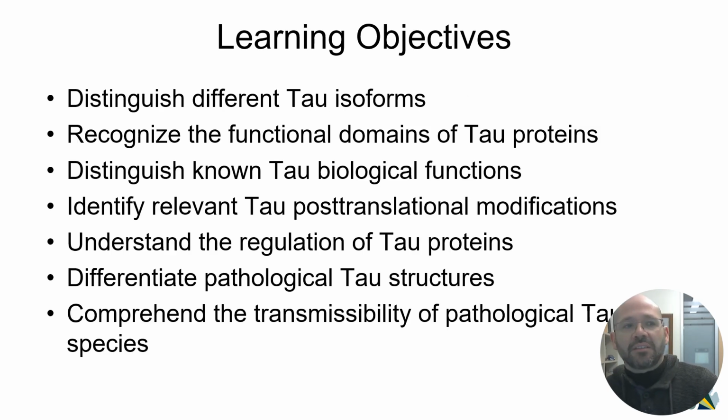At the end of today's lesson, the expectation is that you're going to be able to distinguish between different tau isoforms, recognize the functional domains of tau proteins, distinguish known tau biological functions, identify relevant tau posttranslational modifications, and understand the regulation of tau proteins. Differentiate pathological tau structures, and at the end, get a comprehension of the transmissibility of pathological tau species.